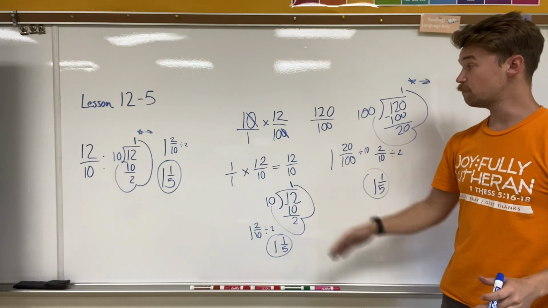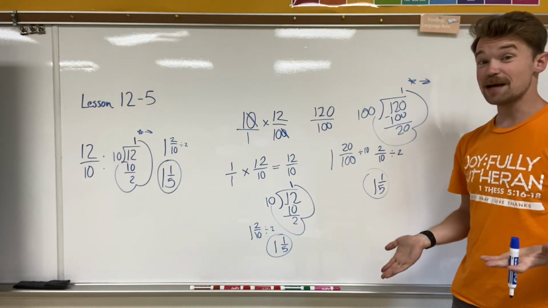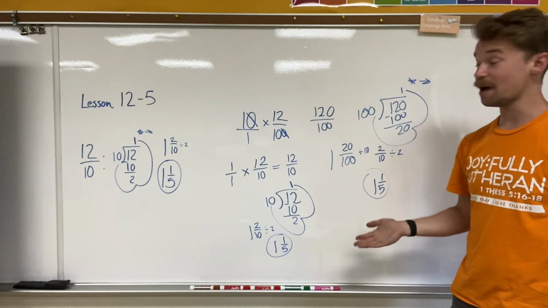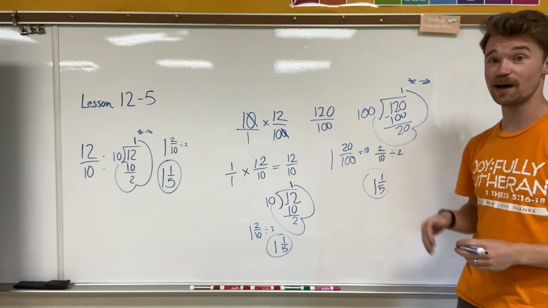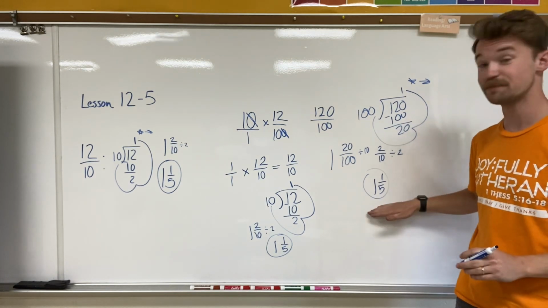It doesn't matter if you cross simplify from the very beginning, if it is possible. Sometimes it is possible, sometimes it's not, and you have to do the long division method and simplify multiple times in order to get down to the number that you need it to be in simplest form.